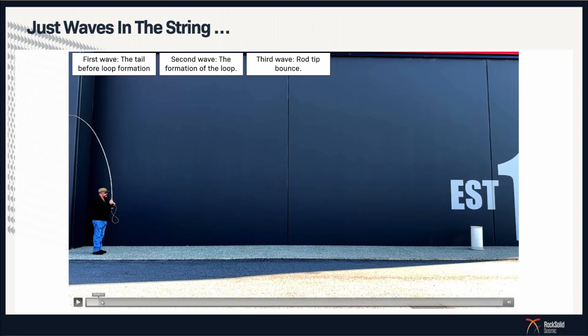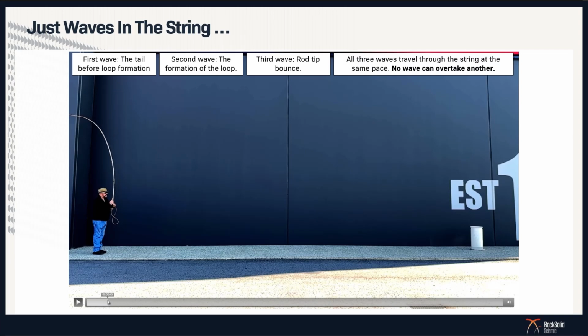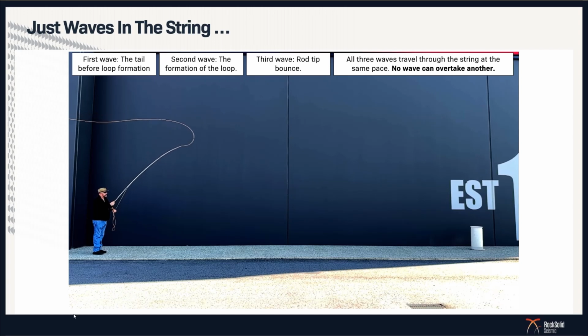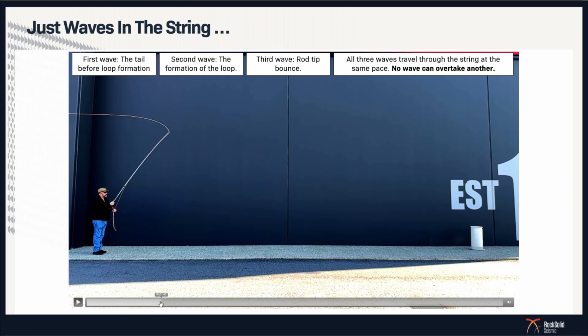So the first wave happens here. You can just see that rod tip just start to lift here. That produces a tailing loop. It's hard to see it here because it's traveling along the string away from the rod tip. And this is the tailing loop here, but you can't see it quite yet. You can just see it start to really develop now. That's it there. There's the tailing loop.